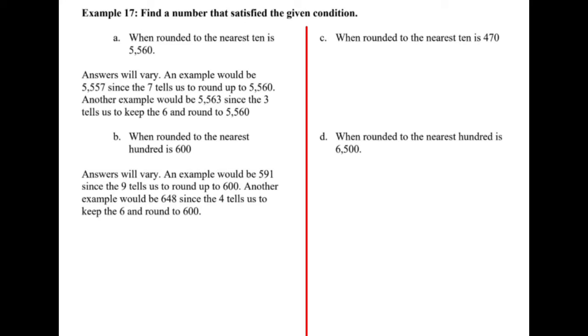Okay, example 17. Find a number that satisfies the given condition. Sometimes there's going to be more than one number, so Canvas is going to be ready to accept multiple answers. You just need to get one of them.